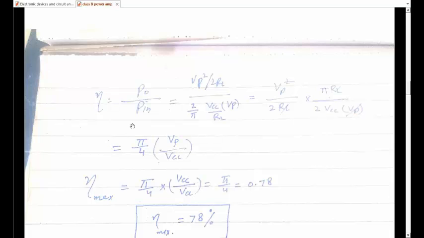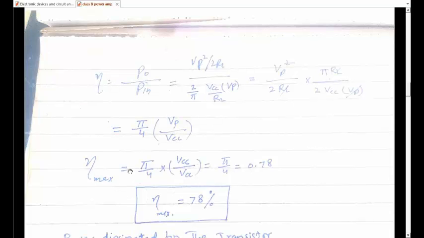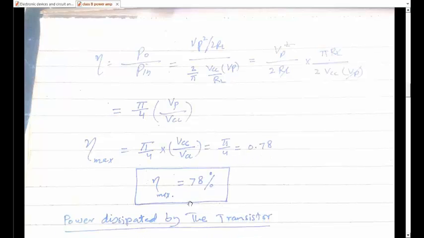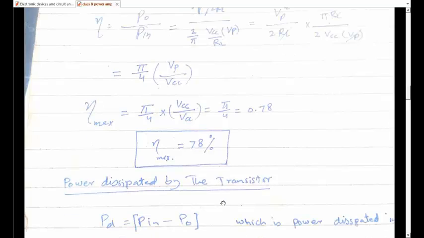Then we can compute the efficiency. Efficiency is the output power over input power. Output power is related with this expression, and this is the input power. After simplification, we get this expression, which is pi by 4 Vp by Vcc. So for maximum efficiency, this Vp would be equal to Vcc. Vcc divided by Vcc would cancel, and we will get pi by 4, which is 0.78, and in percentage it would be 78%.